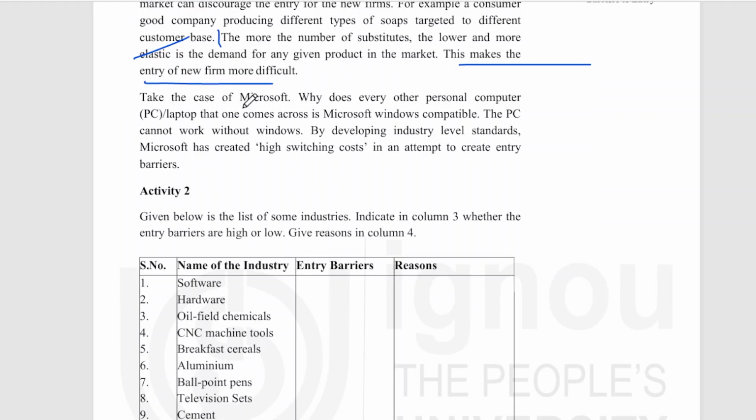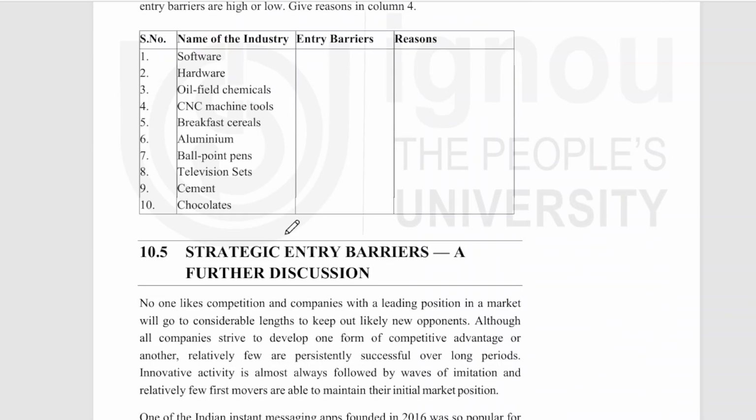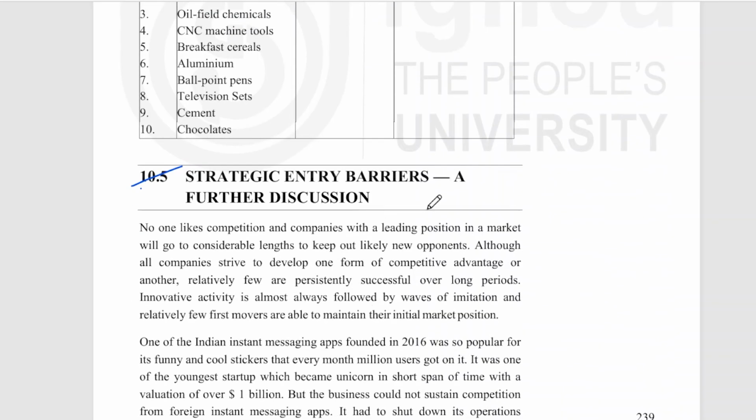So take the case of Microsoft. Why is every other personal computer or laptop one comes across Microsoft Windows compatible? The PC cannot work without Windows. So by developing industry level standards, Microsoft has created high switching costs in an attempt to create entry barriers. Okay, so activity 2 is based on this subsection. Please go through it. The next section is strategic entry barriers, a further discussion.